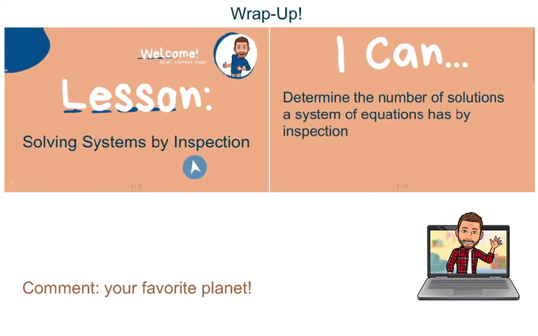Today, we learned how to solve systems by inspection. So now you should be able to determine the number of solutions to a system just by inspecting it and looking at it closely, looking for patterns, and maybe rewriting the equations in slope-intercept form to compare. So now you should go ahead and go back to the calendar, complete any other assignments you have left for the day.